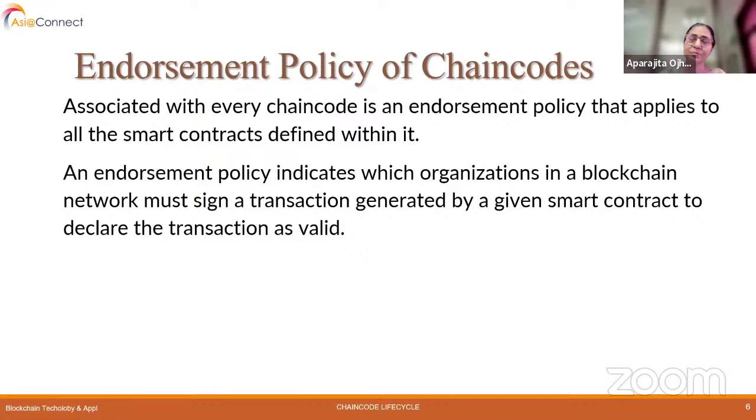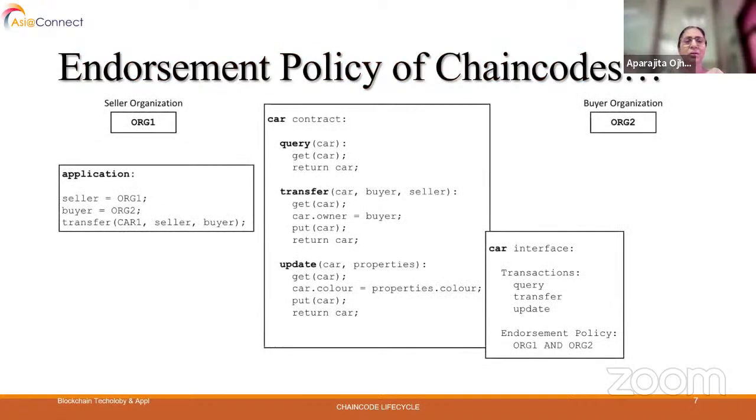In case of an insurance contract, not many endorsing peers may have roles. If it is between two parties, it will be signed between two parties. Let us take this example of a seller organization and a buyer organization, where the application has called, like, there has to be some seller and buyer. So the seller is org1, organization 1, the buyer is org2, and there is a transfer of an asset. It is an asset, car1, from seller to buyer.